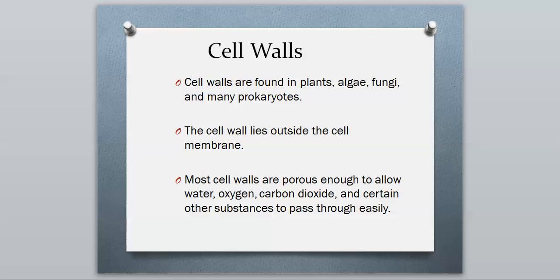And most cell walls are porous enough to allow water, oxygen, carbon dioxide, and certain other substances to pass through easily. So they're not completely solid. They're going to allow some things to pass through, but they're mainly there to provide strength. This isn't the one that's going to choose what comes in and out. The cell membrane is going to choose what goes in and out. So cell walls are mainly for structure and support, whereas the cell membrane is going to decide what comes in and out of the cell, as well as giving structure and support.